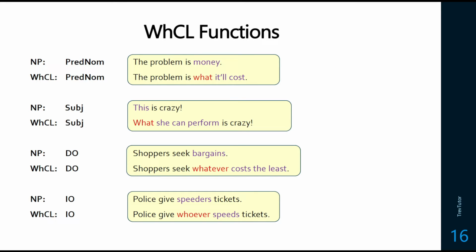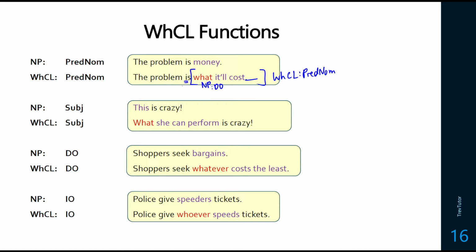So here are some examples of WH clause functions. Predicate nominal. The problem is money. The problem is what it'll cost. So it'll cost something. So what is the noun phrase direct object hosting the WH subordinator in this case? But the entire WH clause is acting as a predicate nominal because of the verb be.